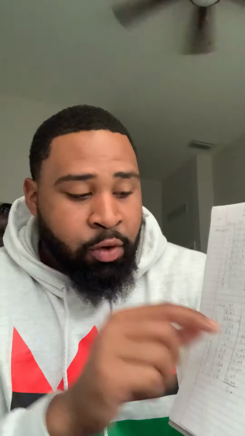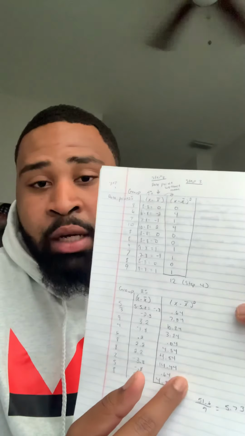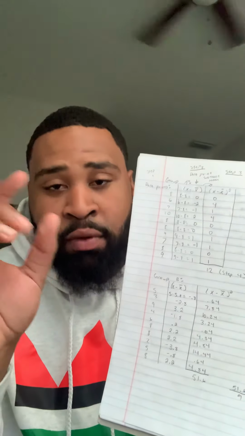How I got variance, this is pretty much how. The first column is data points. The second column is X minus X bar. And the third column is X minus X bar, squared. And then I plug all that information into the formula, and then I get my answer. Standard deviation is the square root of variance. So the standard deviation for Group A was 1.15. For Group B, it was 2.39.